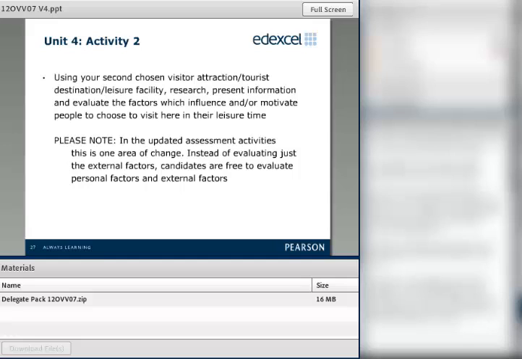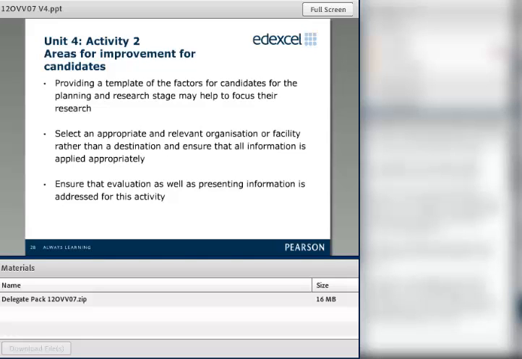But don't get too bogged down about whether it's external or personal. They can do them all, or choose the ones that are most relevant to them, but hopefully that solves that. Okay, I'm going to whip through the next 2 activities and then I'll take the questions that are coming up at the moment.